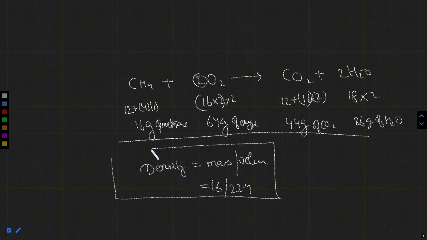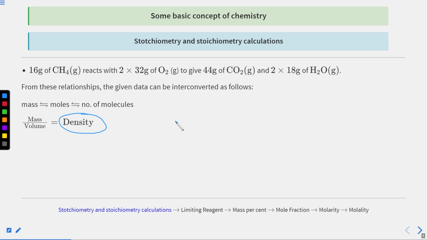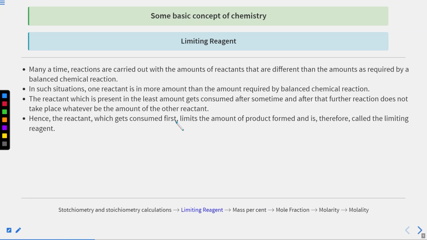Very clear? Okay. Now, next, what is limiting reagent? Whenever we do a reaction, we take some amount of reactant A and some amount of reactant B. Now suppose the reaction proceeds and all of the A has been consumed, but the B is still left in the reaction mixture. In that case, we will call A the limiting reagent. Why the limiting reagent? Because it is limiting our reaction.